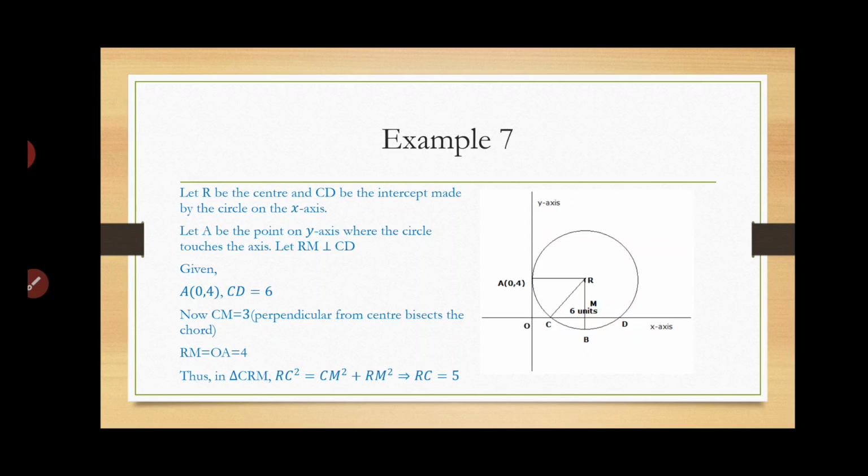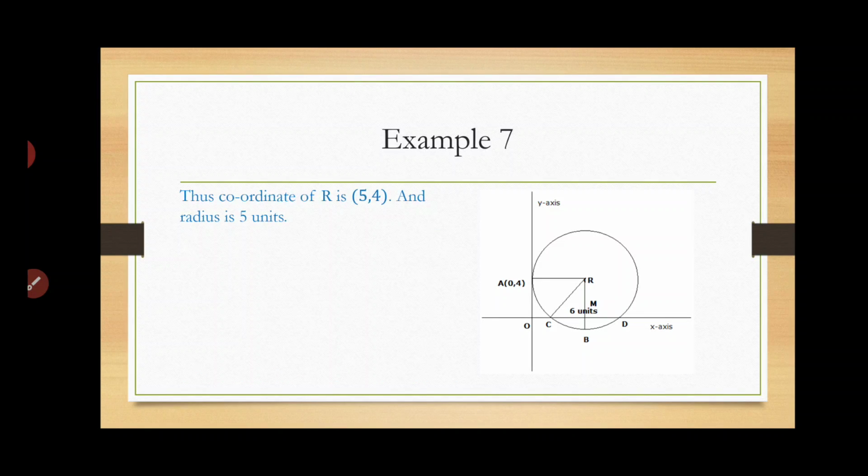Now if RC is 5, then AR is also 5, because it's a circle. CR and AR are radii, so they have to be of the same length. So from there I can find the coordinates of the center of the circle. The coordinates become (5, 4), because AR is 5, so the x coordinate is 5, and RM is 4, so the y coordinate is 4. So the center is (5, 4), right? And the radius, RA or RC, is 5 units.